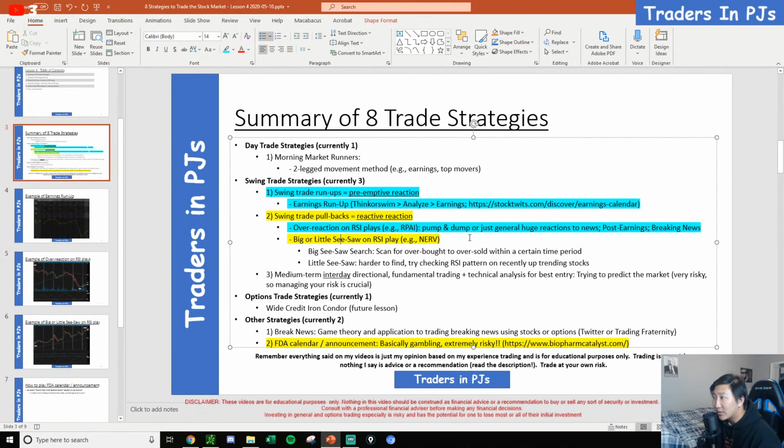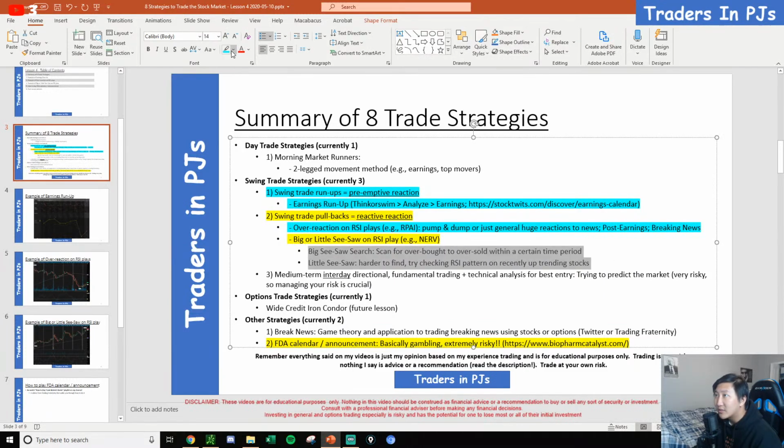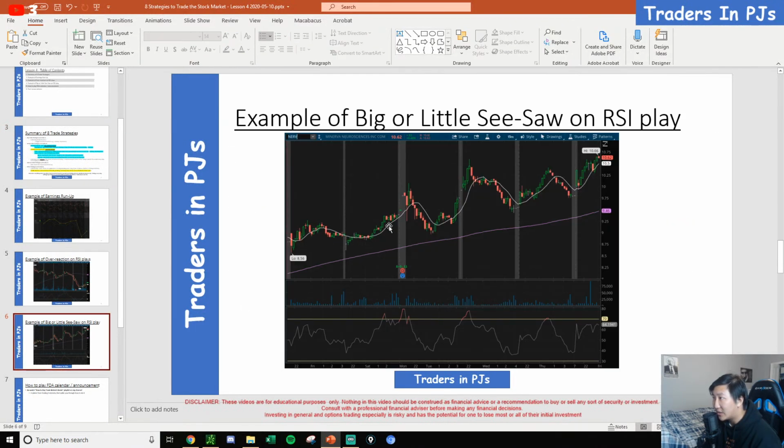And then another one is a big or little seesaw. This one is a little bit more difficult to find, so I talk about it here in terms of how you can find them. But this is the third example, big or little seesaw. You can see why I call it a seesaw. It just goes up, down, up, down, as it trends upwards. Generally a little seesaw goes from overbought to more normalized, but it never goes to oversold. But a big seesaw is a ticker that likes to go from overbought to oversold to overbought to oversold.